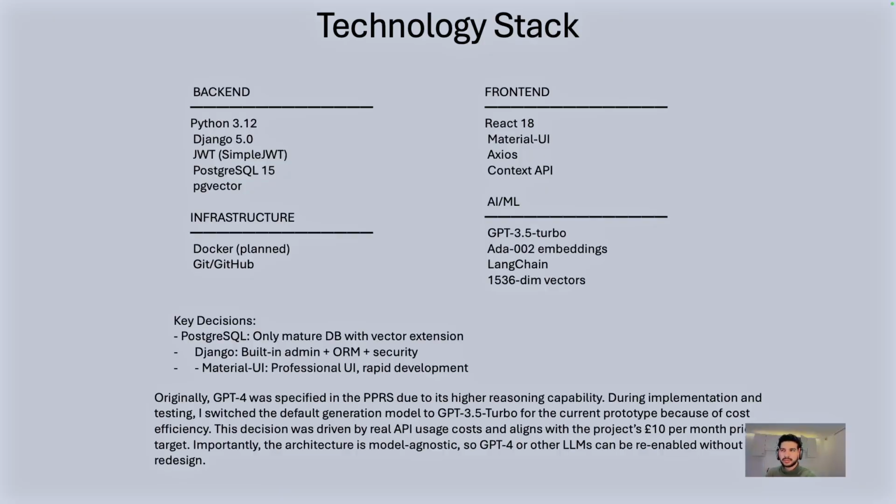It took me 2 more days, but at least I didn't have to pay. And I used Django, built-in admin, ORM, and security. So basically, what was different from PPRS, I changed my model to GPT 3.5 Turbo because it was cheaper, for now. Originally, I planned to use GPT-4, but I changed it for the cost.